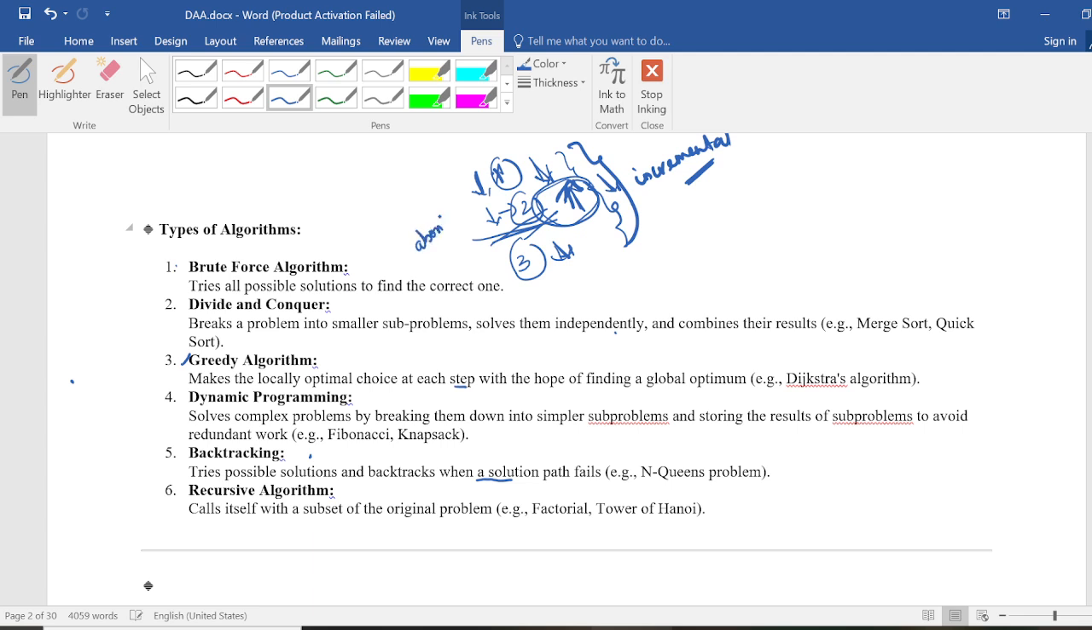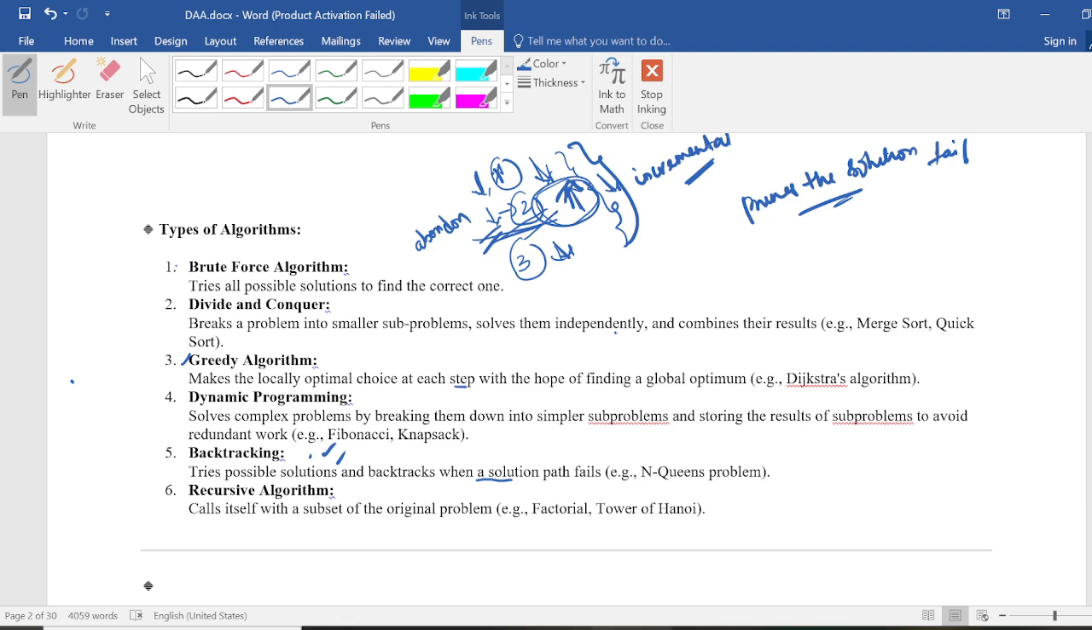Key characteristics: it is a depth first search approach, and it tries all possibilities but prunes those that fail. So it will try all the possible solutions but prune the solutions that fail. It will not count the solutions that fail. It is often used for constraint satisfaction problems.